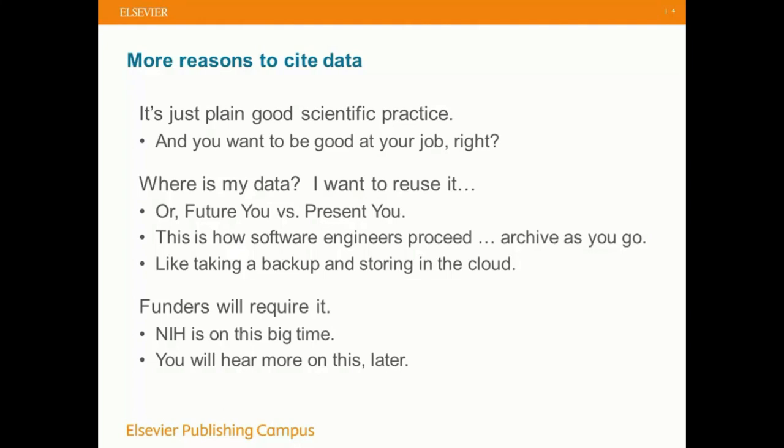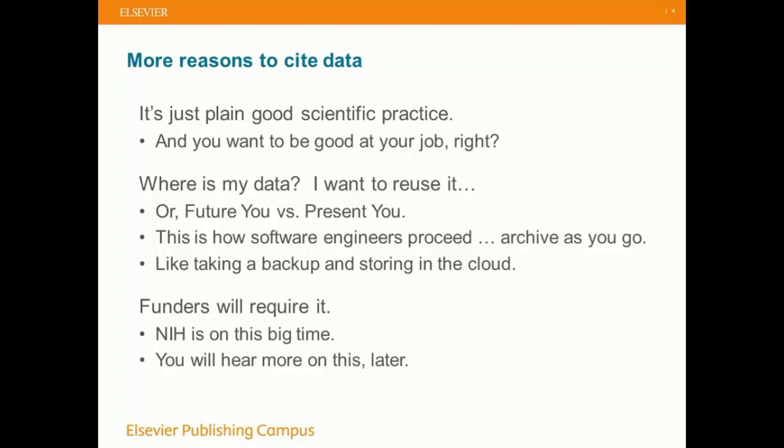So let me give you some more reasons to cite data that are more focused on you. The first one is it's just plain good scientific practice. Data has been foundational as a criterion of truth in science since the scientific revolution, when we changed over from just having arguments and discussions about conclusions from the ancient classical literature to actually finding and developing findings on the basis of data sets. You want to be good at your job, right? So you should do it.